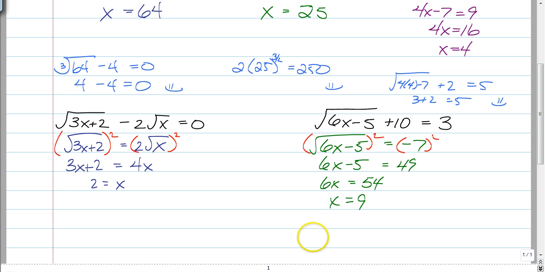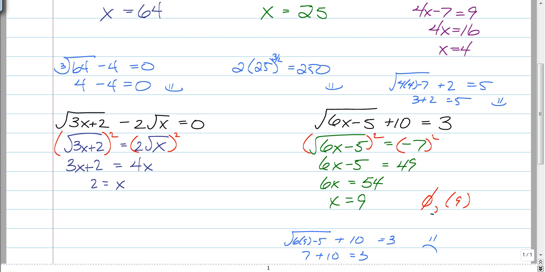When you plug it back in, you're going to have the square root of 6 times 9 minus 5 plus 10 is equal to 3. So, this is going to give you the square root of 49, which is 7 plus 10 is equal to 3. Does 17 equal 3? No, it doesn't. So, you actually have no solution with an extraneous solution of 9. That's the proper way to write it in set notation.